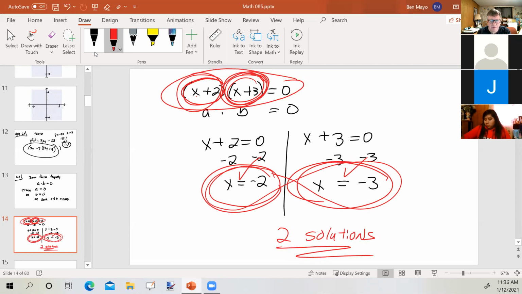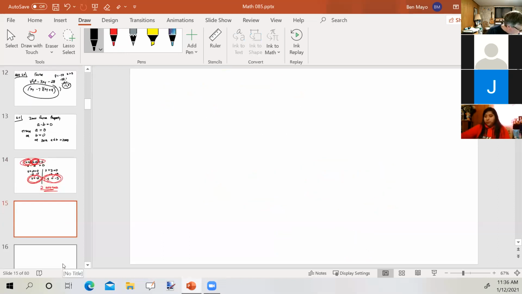Any questions about this problem? All right, let's take a look at another example. Let's say we have (x - 8)(x + 8) = 0.